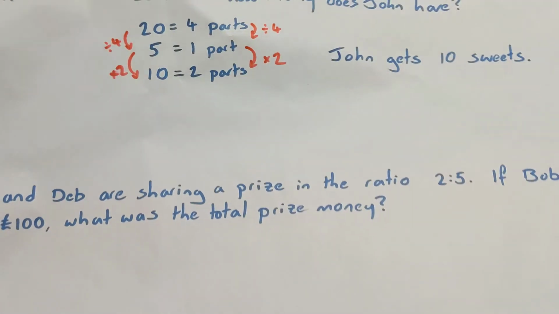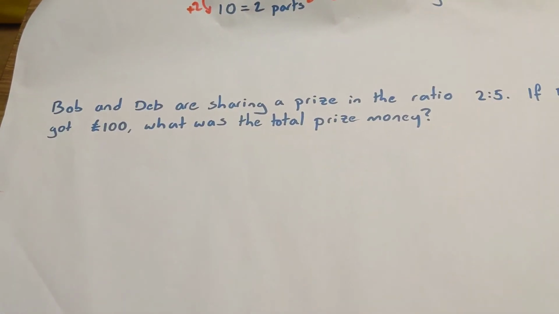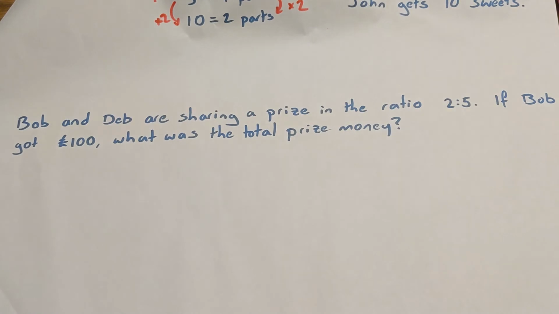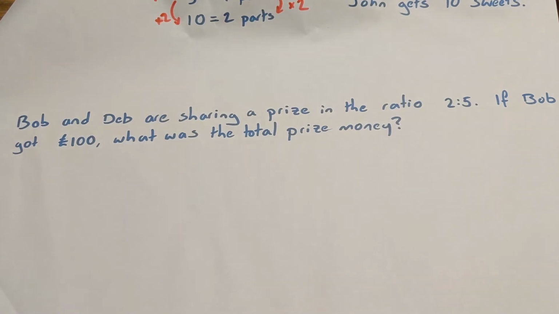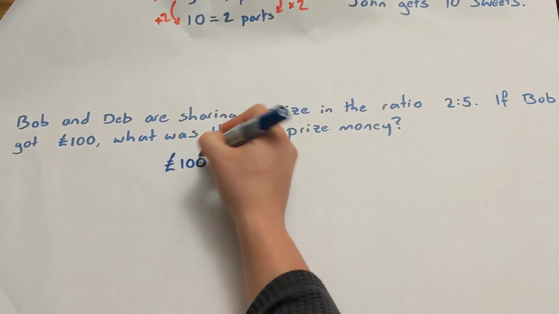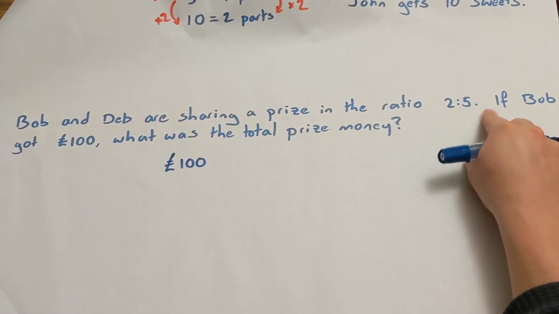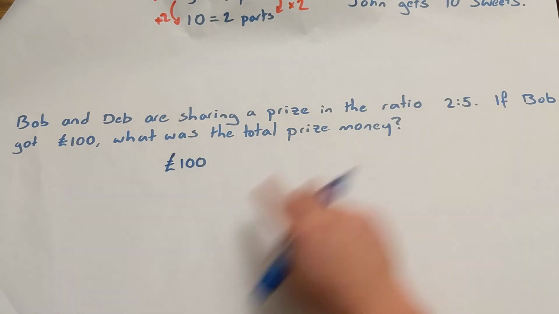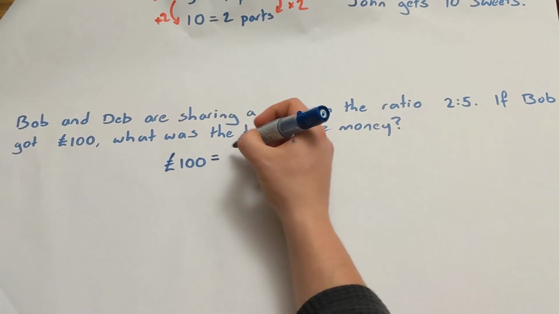So I've got one more of these to finish off. Oops, sorry, zoom out a bit. Bob and Deb are sharing a prize in the ratio 2 to 5. Can you tell I picked names that would save me time writing? If Bob got £100, what was the total prize money? So £100. Is that Bob's 2 parts? Is that Deb's 5 parts? Or is that the total 7 parts? Well, it's if Bob got £100, so £100 is the 2 parts, because Bob was the first name.